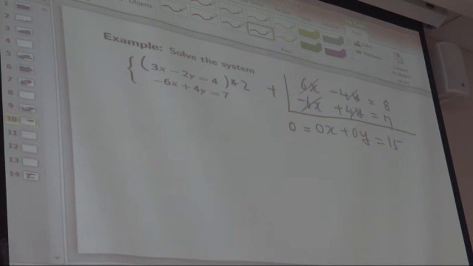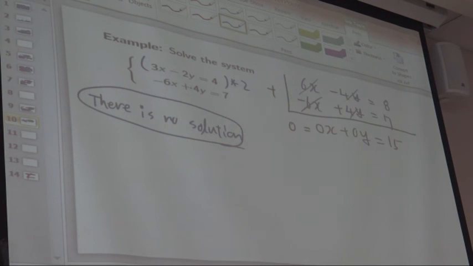The left-hand side is 0, but the right-hand side is 15. There is no such x and y. The 0 cannot be 15, right? So there is no solution. The reason there is no solution is these two graphs are parallel to each other, like this. They never intersect with each other, so there is no solution for the system.